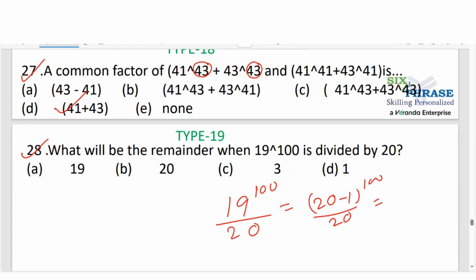So what do you know? 20 and 20 cancel out. We will get minus 1 to the power 100. Minus 1 to the power 100 is positive 1. So our right answer is 1. 1 is our correct answer.